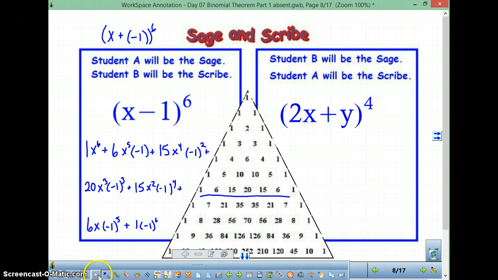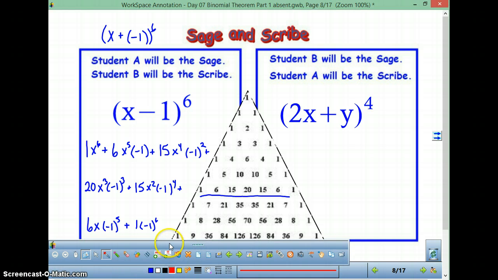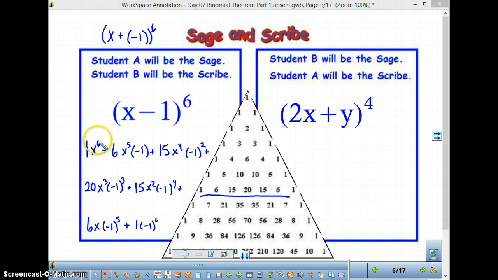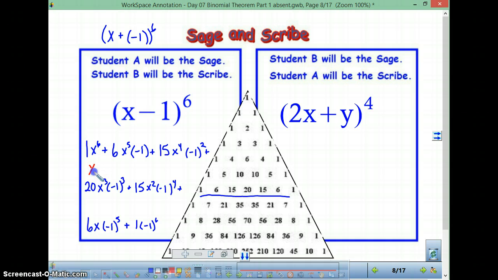All right. See if you got the same answers that I did. And now we need to simplify each term. This, we can just leave off the 1. We can just call that x to the 6th. Look what happens here with the second term, though. Okay? You've got 6x to the 5th multiplied by negative 1. Wouldn't that be simpler just to write it as minus 6x to the 5th? How about this term? I've got negative 1 squared. That's going to become 1. So I can just say this is 15x to the 4th.